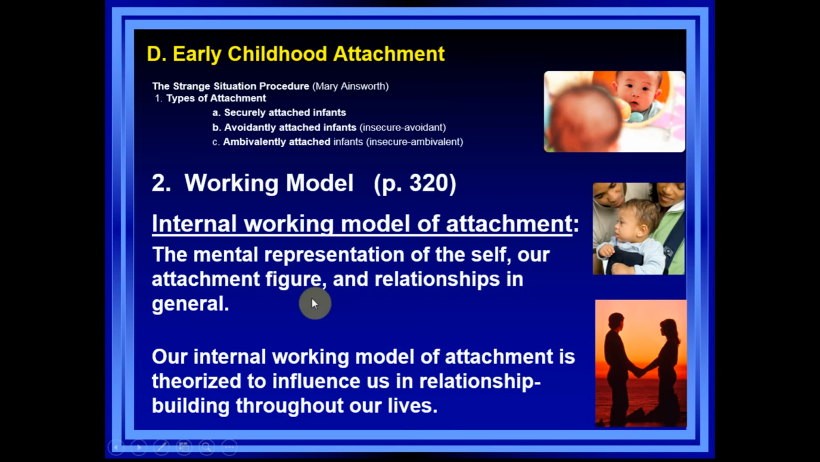And of attachment figures, of this person that they're having this relationship with, they go into it believing that this person, they expect them to be good and good for them, good to them. And of this relationship in general that they're developing, they expect it to be good for them. It's good in general, safe and loving, consistently good, consistently safe, consistently loving. And that's what they expect, and then they tend to have those types of relationships.